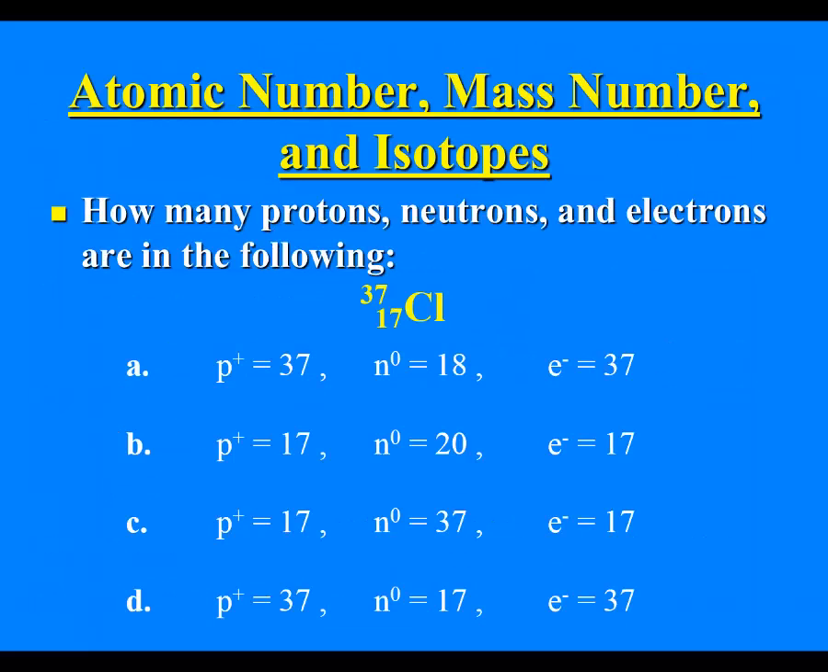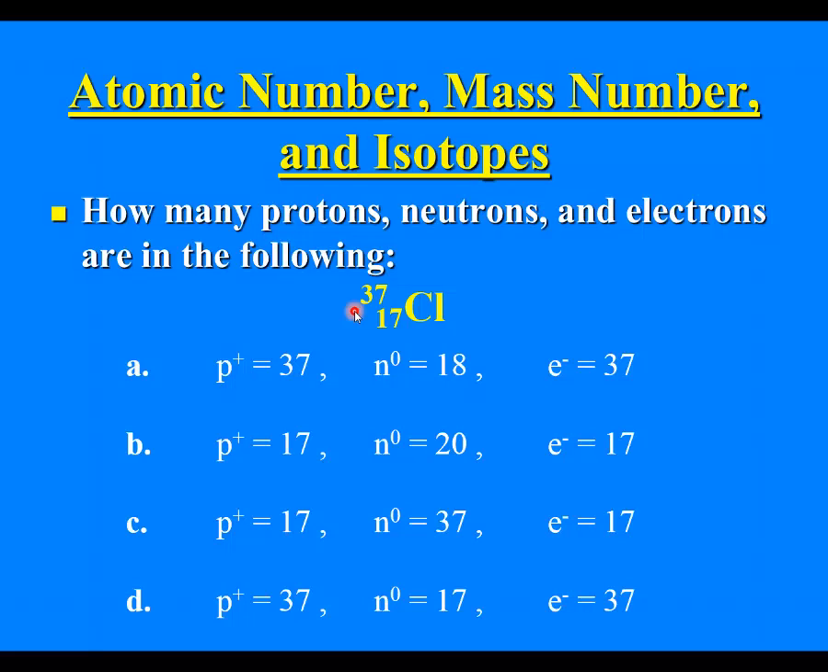So our first question is looking at the following atomic symbol. Now I should recognize that that element is chlorine. We want to predict how many protons, neutrons, and electrons are present by looking at this atomic symbol. In this case, you should be able to recognize that the atomic number is 17 and the mass number is 37. So from that information, you want to decide how many protons, neutrons, and electrons you would have.